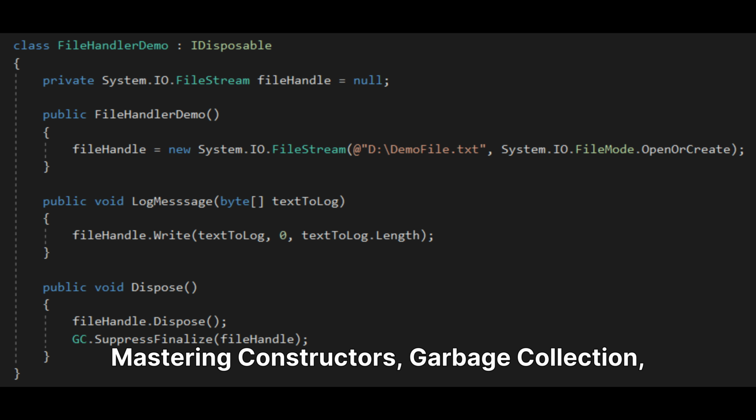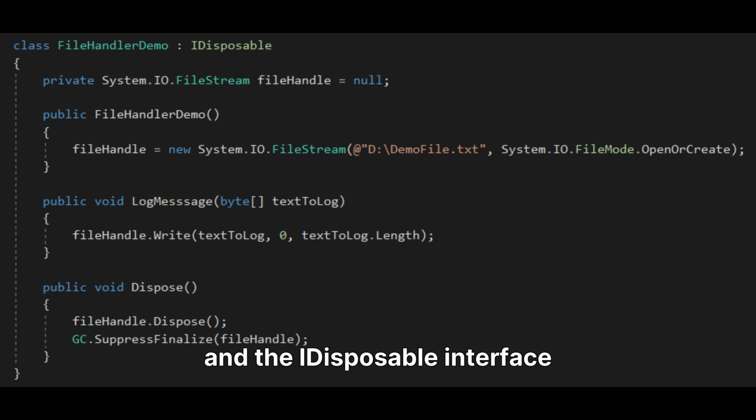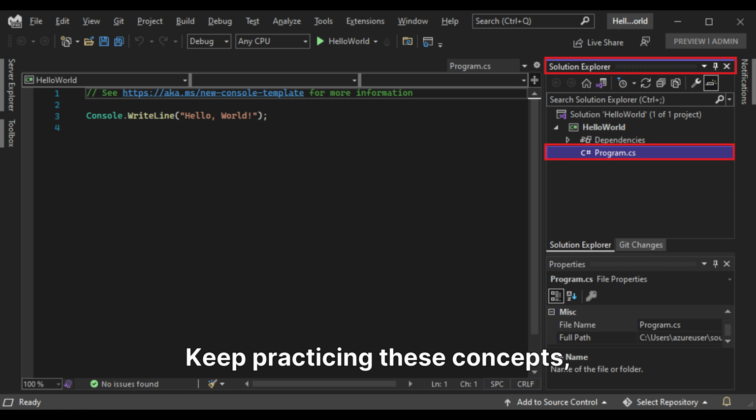Mastering constructors, garbage collection, and the IDisposable interface is absolutely crucial for writing robust, efficient, and high-performing C# applications. These concepts are foundational for effective resource and memory management. Keep practicing these concepts, applying them in your projects, and you'll build a strong, professional foundation in C# programming. Continuous learning and application are key to becoming a proficient and skilled C# developer.